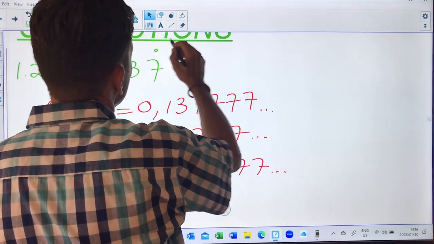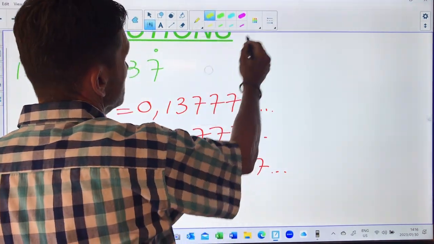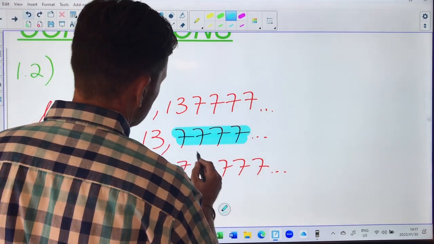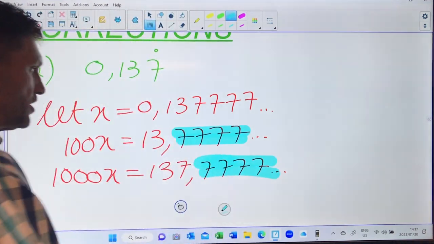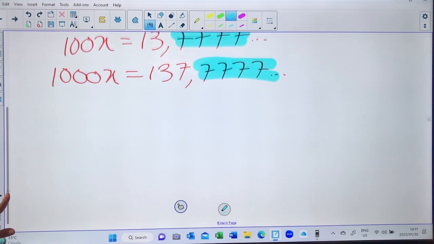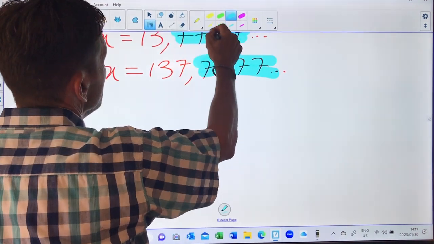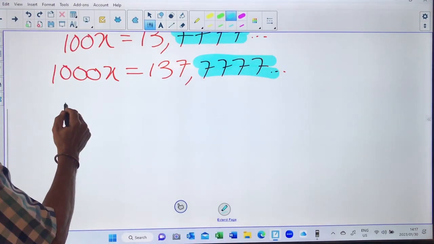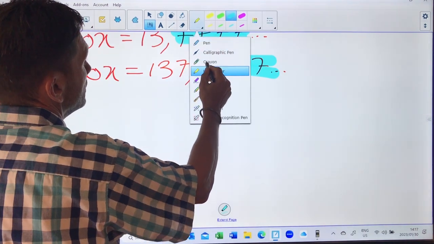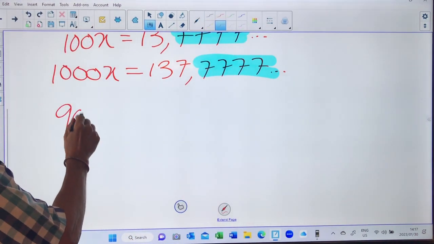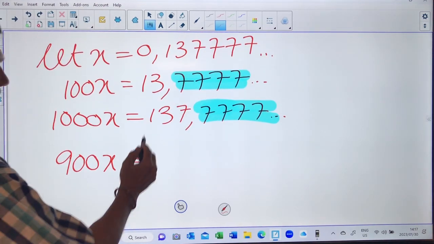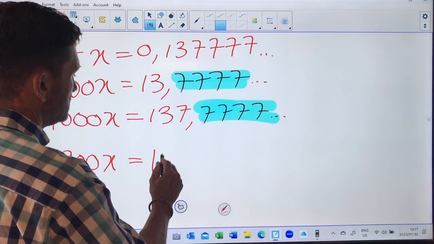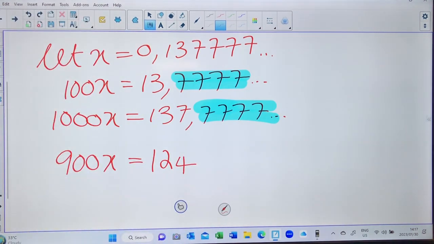So the main objective here is to get the decimals to be the same. So here we have the same decimals. So these are the two that we're going to use. Now keep in mind that we have to subtract them from each other to create an integer. So 1000x minus 100x is going to give us 900x. And over here we have 137 minus 13. So 137 minus 13 is going to give us 124.